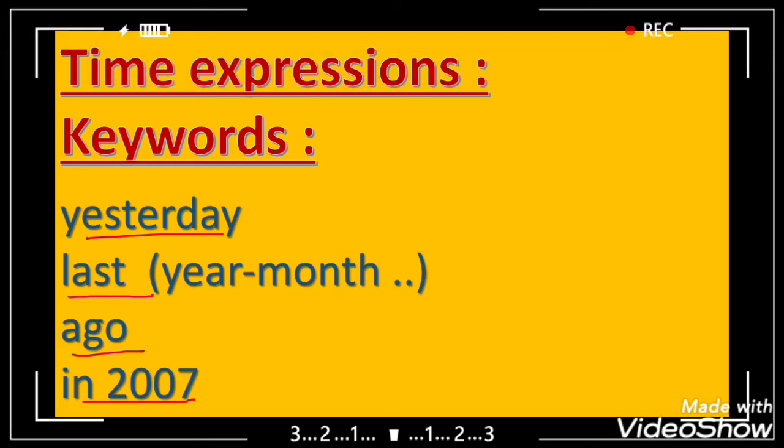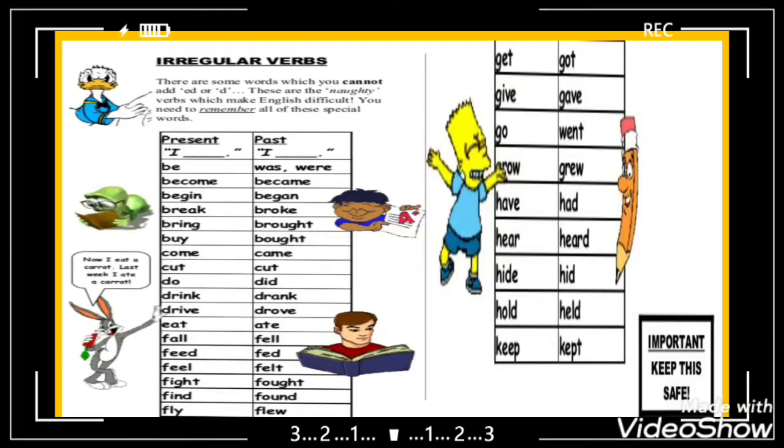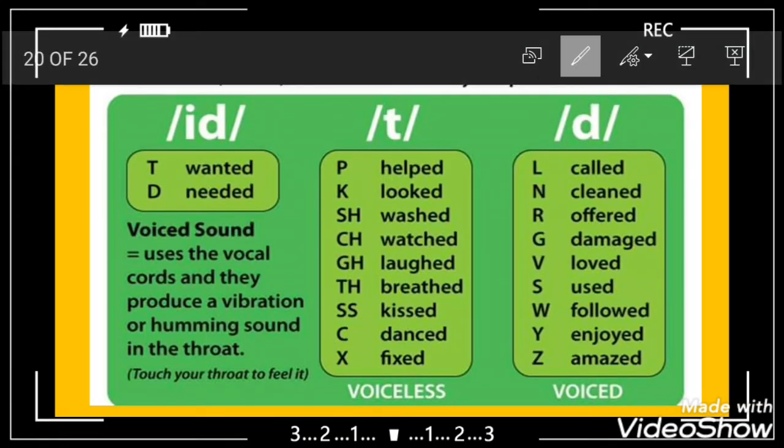Okay, so we have something very important here. How do we pronounce the ending of ED, the pronunciation of words ending in ED? It depends on the final sound. There are three ways to pronounce ED. What are these three ways, my dear students? We may pronounce the ED as "ed" or T sound or D sound.